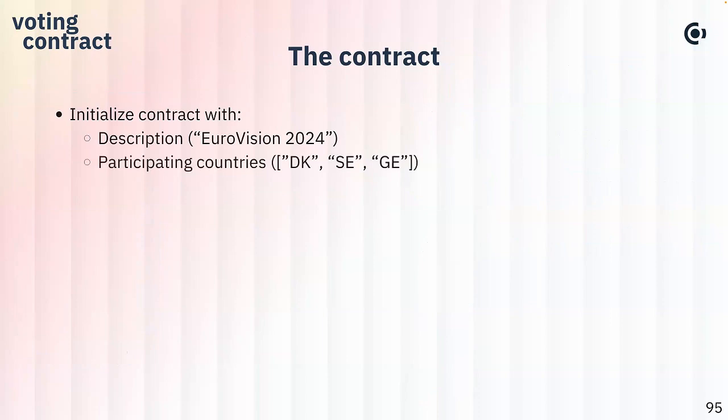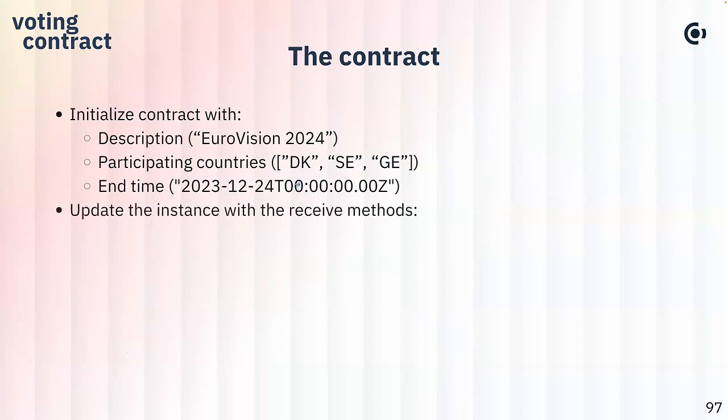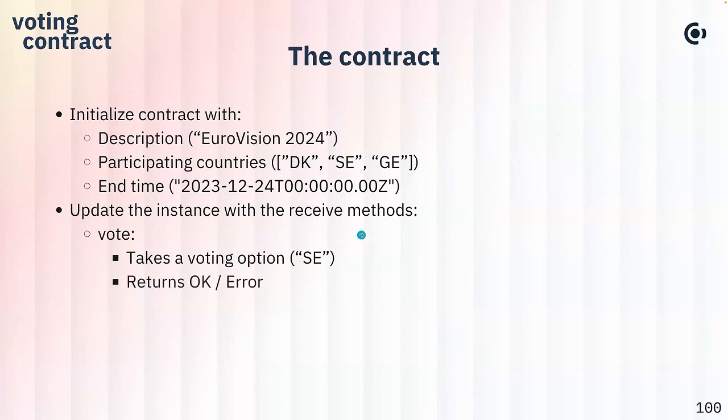So the contracts will be quite simple. We'll initialize it with a few things, like a description, the participating countries with 2 letters, and the end time. And then we'll update the instance with some receive methods. There'll be a vote receive method, which takes a voting option, for example, SE for Sweden, and then it returns OK or an error. And then there'll be a view method for returning the tally of the votes, like how many people voted on Denmark, how many people voted on Sweden, etc.